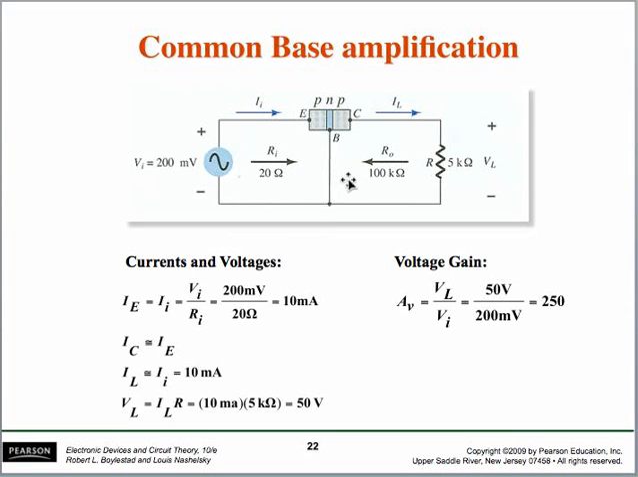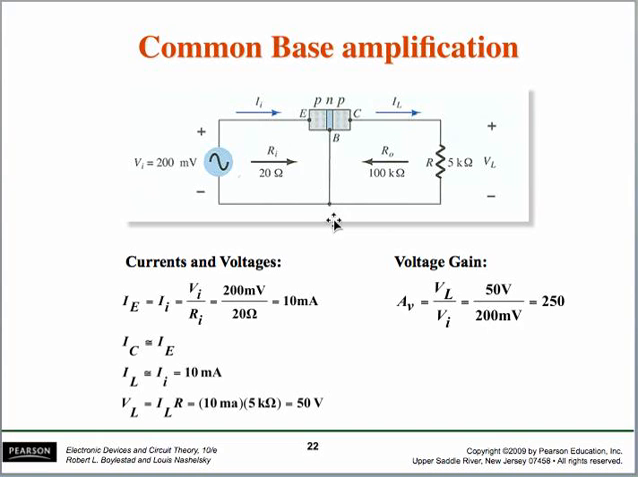Okay, and this is an example of a common base amplification, an example of how a transistor in a common base configuration is used as an amplifier. So the input voltage is just 200 millivolts, and the input voltage is seeing an input resistance, an input impedance of 20 ohm. At the output, you have a resistor of 5 kilo ohm, and the output resistance looking from the output into the transistor is about 100 kilo ohm.